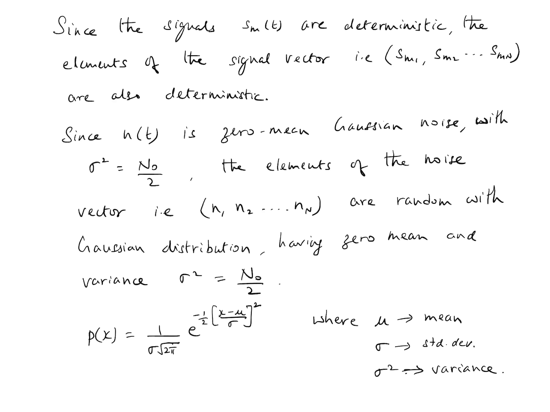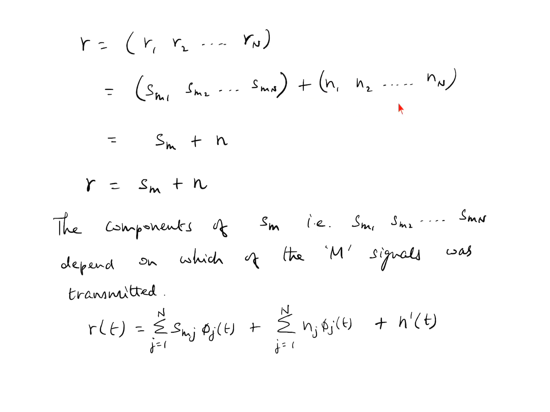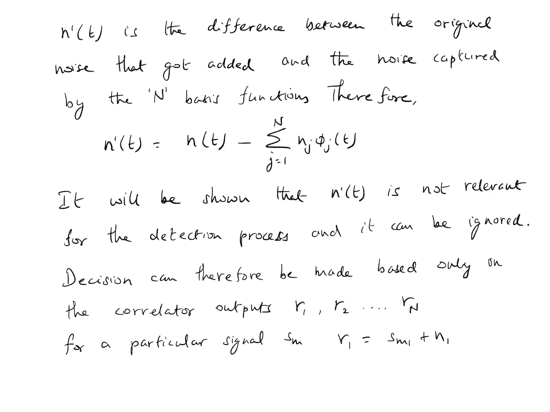So therefore, the elements of the noise vector will also be random with the same distribution, which is the Gaussian distribution. They'll have the same mean value, which is 0, and the variance of these elements will also be the same as the variance of the noise that got added. So these elements of the noise vector are 0 mean Gaussian random variables with variance equal to N0 by 2, which is the same as the variance of the noise process that got added.